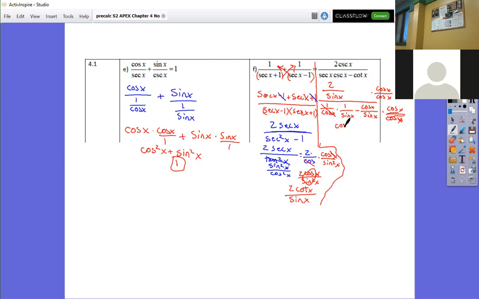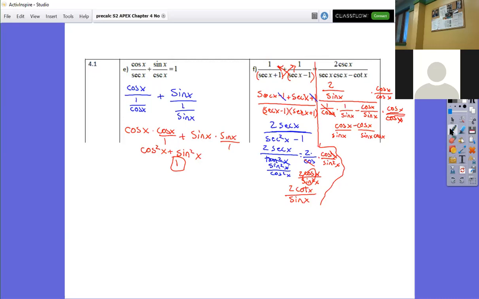cosine of x minus cosine of x over sine of x, cosine of x, sine of x, cosine of x. Oh, I lied, didn't I? Anyone see my lie? That one went away. Over. Oh, I just accidentally threw that too, right? Oh, yeah. So I'm just multiplying the top and the bottom by cosine of x over cosine of x.